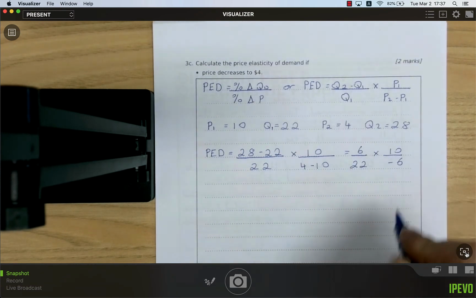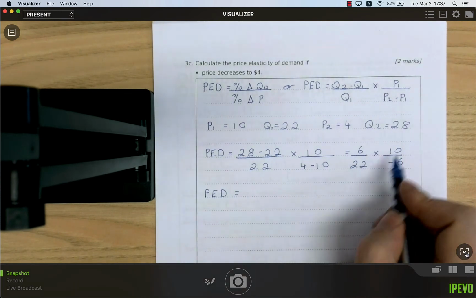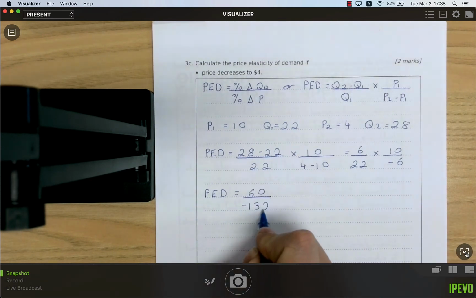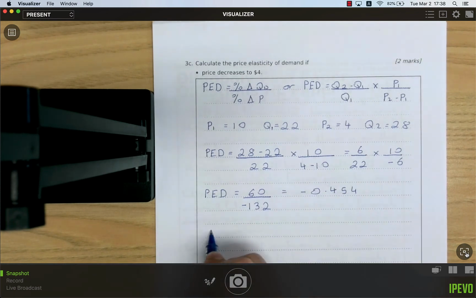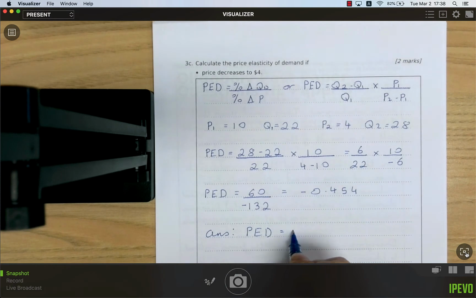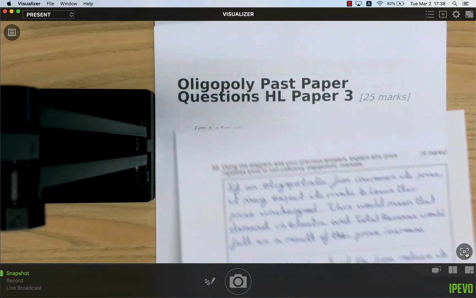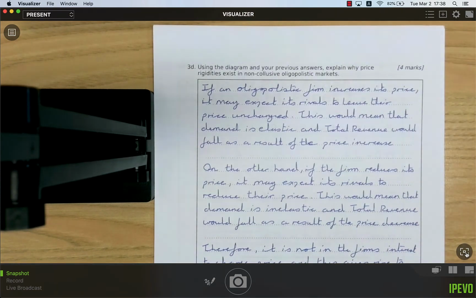Now I know you can cancel and stuff like that, guys. I'm not concerned about that at all, right? So top by top, bottom by bottom, which is 60, divided by minus 132. And what that equals is minus 0.454. So I'm going to write down my answer, okay? PED equals minus 0.45. And again, I know there's other ways. I'll try and do this in the other videos, but essentially that's what we've got there. I know you can do the first formula as well. I just think the one that I've chosen is better.